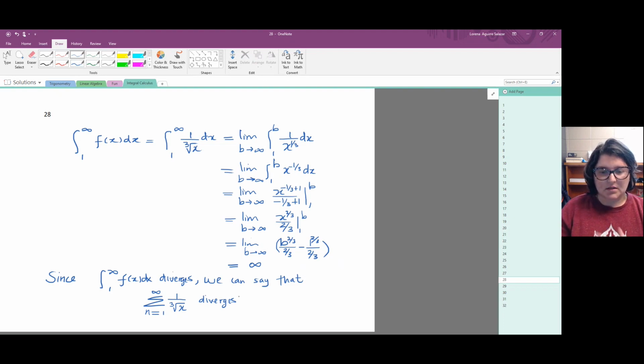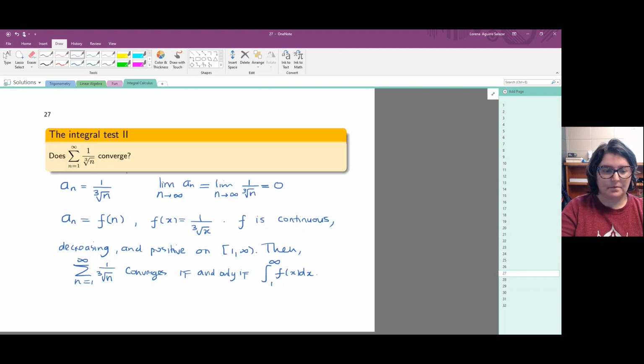So we can summarize what we did as follows. We have a series to work with. The first thing we do is we check that the nth term goes to 0. If the nth term doesn't go to 0, then we can already say that the series doesn't converge by the nth term test. If the nth term goes to 0, then we move on.